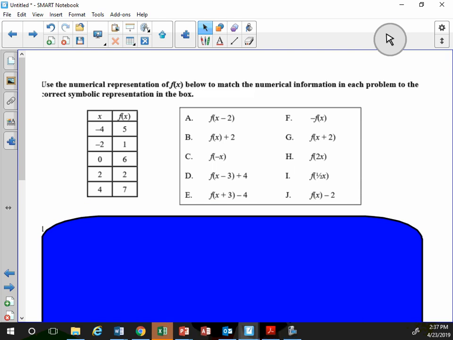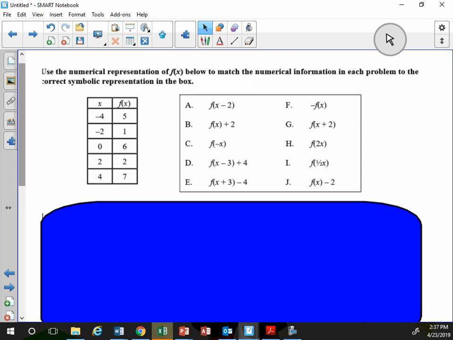So let me explain what is happening here. You've been given this little table with the values for x and f of x. These are the different transformations that are happening. I'm going to start with letter B just as an example. It says we're doing f of x plus 2. What does that mean? We're going up 2. So what would you expect to happen?